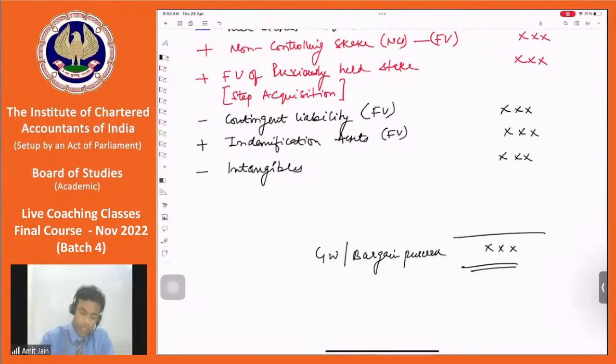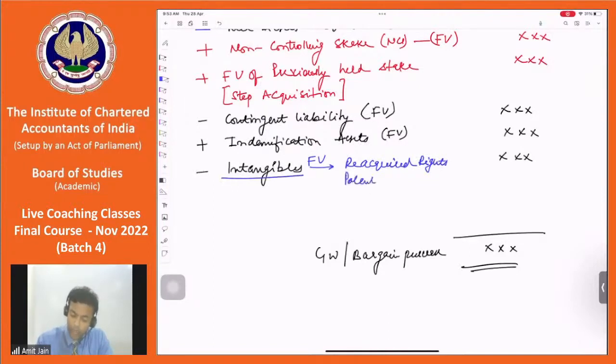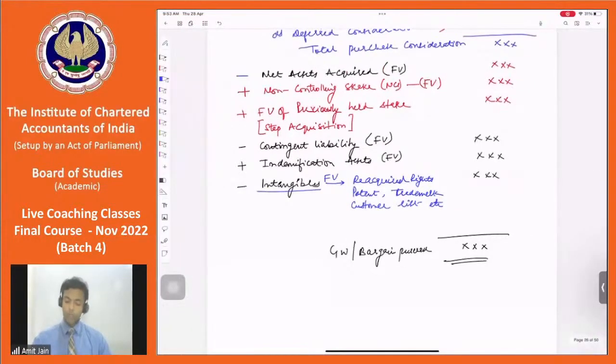Right? These intangibles, what are the examples which we have taken? This will be at fair value first of all. This will be reacquired rights. Right? This will be patent, trademark, customer list, etc. Right? This will be the accounting of intangibles. And this is how the goodwill needs to be computed.